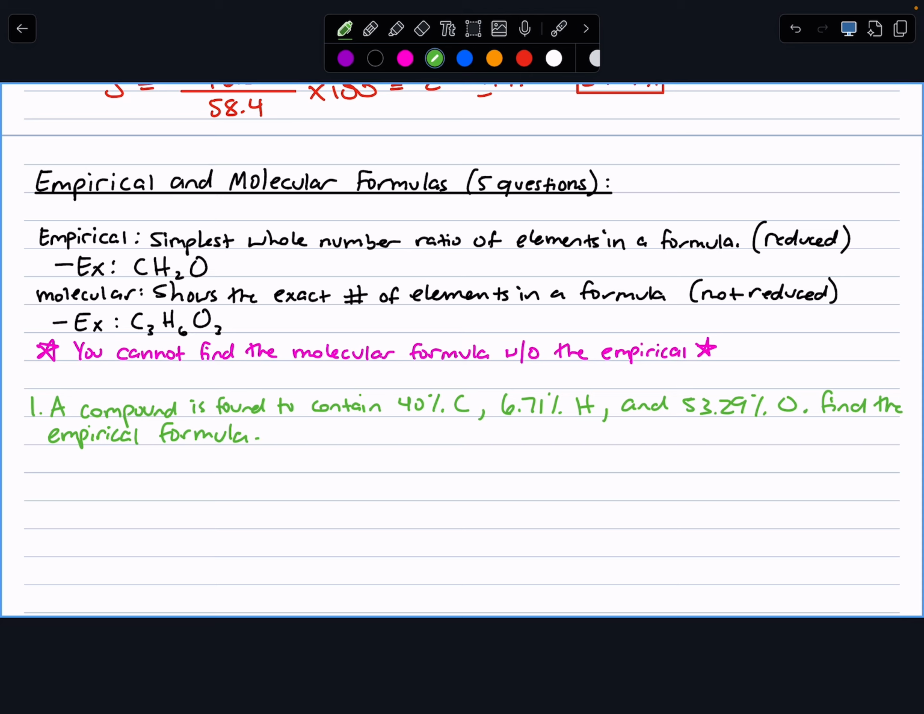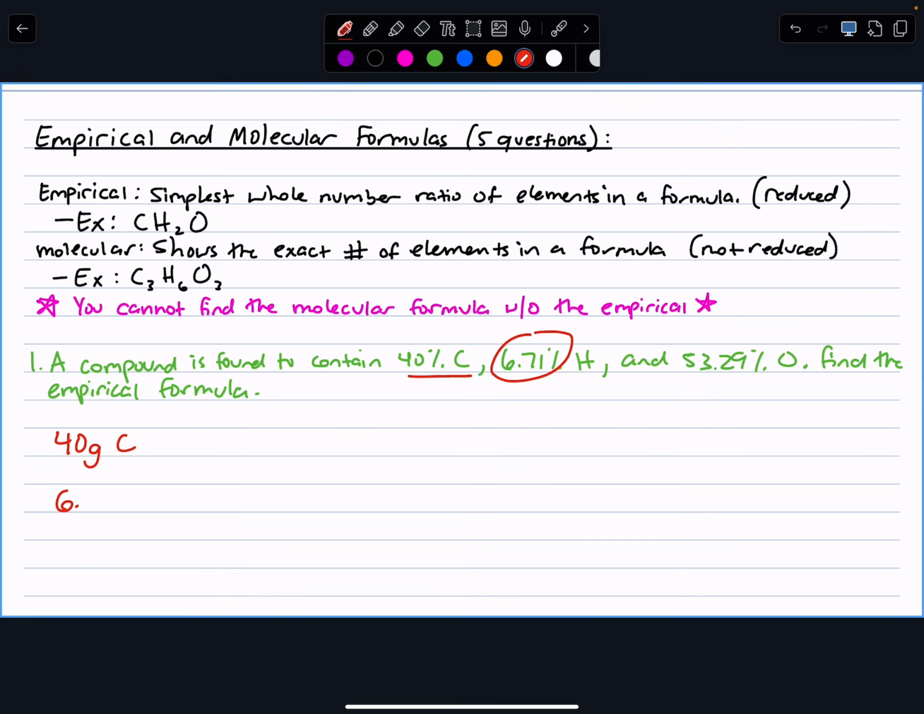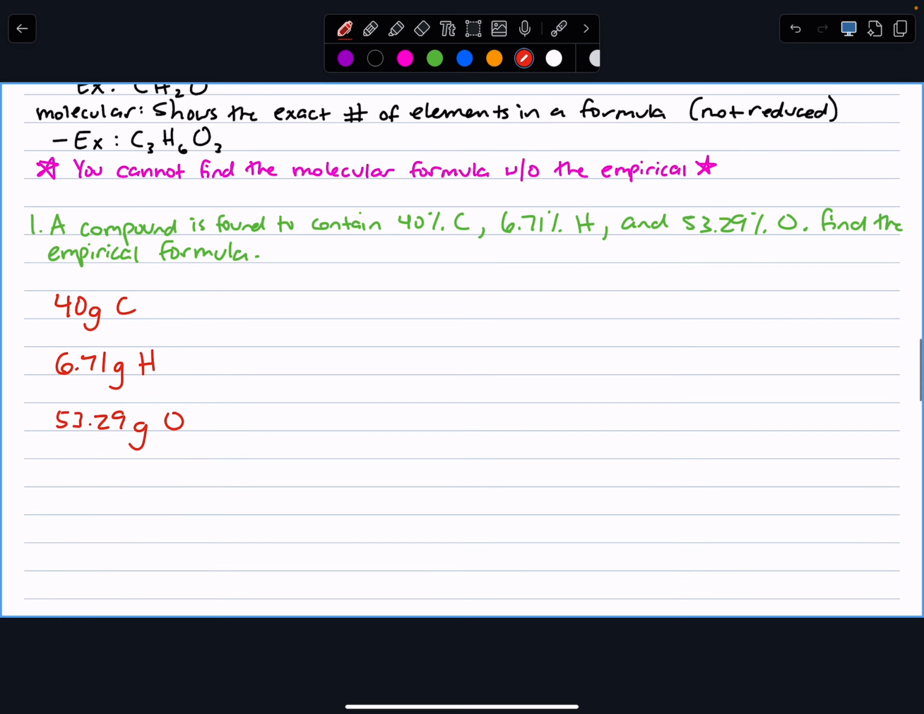Okay, so if it's asking for empirical formula and you see percentages in there, the first thing you're going to do is take these percentages and change them to grams. So what does this become? 40 grams of carbon. What does this become? Grams of hydrogen. What does that become? 53.29 grams of oxygen. Step 1. Easy part, right? That's fine?